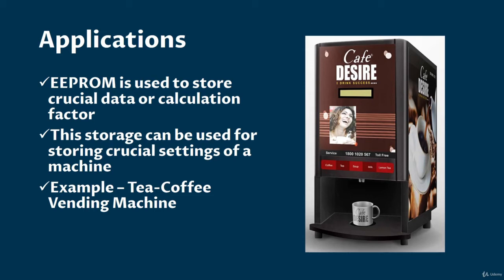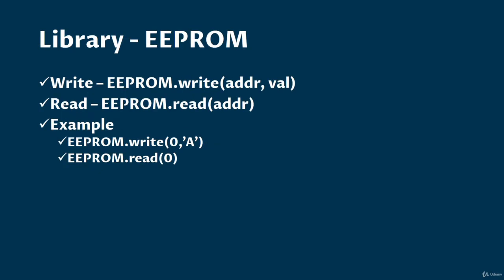In Arduino, there is a built-in library called EEPROM. Whenever we write a program to handle EEPROM operations, we use EEPROM.h. This is the header file, and there are two crucial functions. One is for write, another is for read.